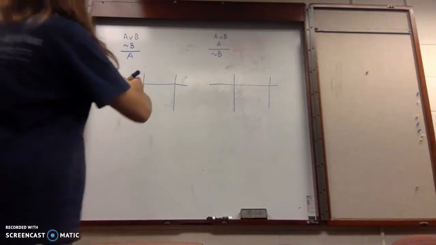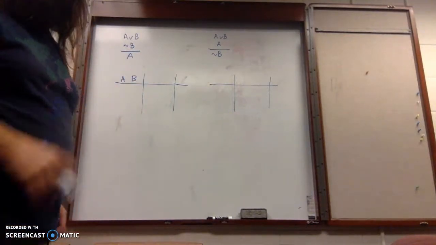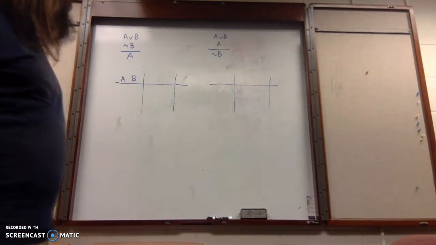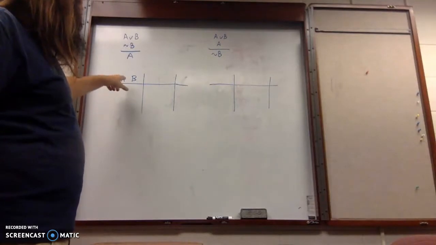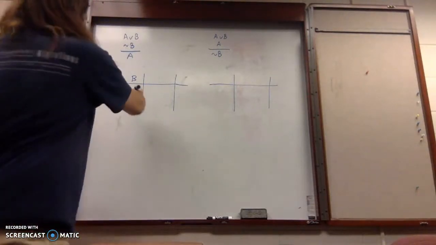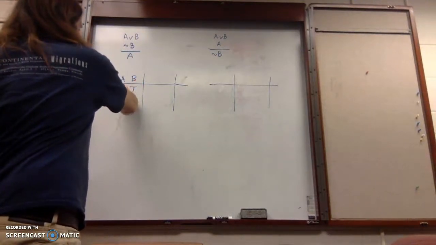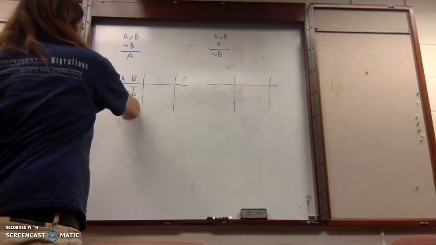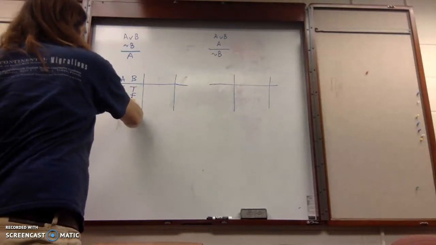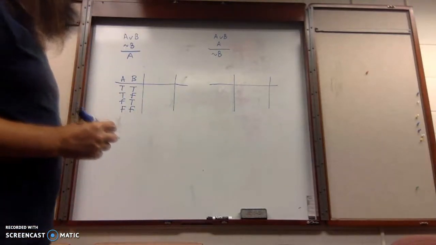Okay, so A and B, just like the truth table for a statement with two propositions within it. We have A can be true and B can be true. A can be true and B can be false. A can be false and B can be true. And both A and B can be false. Those are all real possibilities.